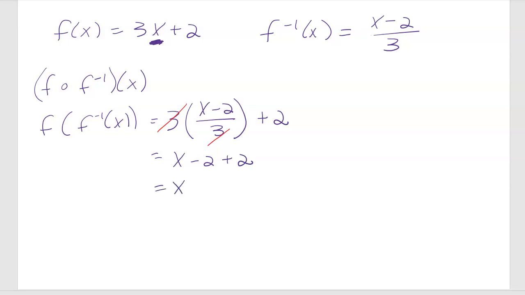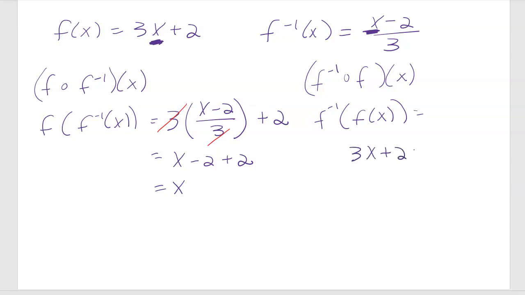And then if I work it the other way, I do f inverse of f. That means I am putting the f function inside the inverse, and we'll see what happens there. So where you have a variable in that inverse, you're going to stick the f of x function. So it'll be 3x plus 2 minus 2 over 3, and then do some simplifying.